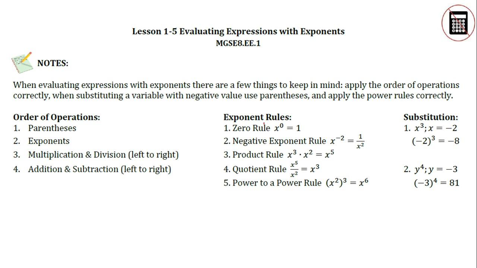Then recall your exponential rules. Anything raised to the 0 power is 1. If you have a negative exponent, you need to reciprocate it. The product rule tells us to add exponents. The quotient rule tells us to subtract exponents, the top minus the bottom. The power to a power rule simply says that you will multiply exponents.